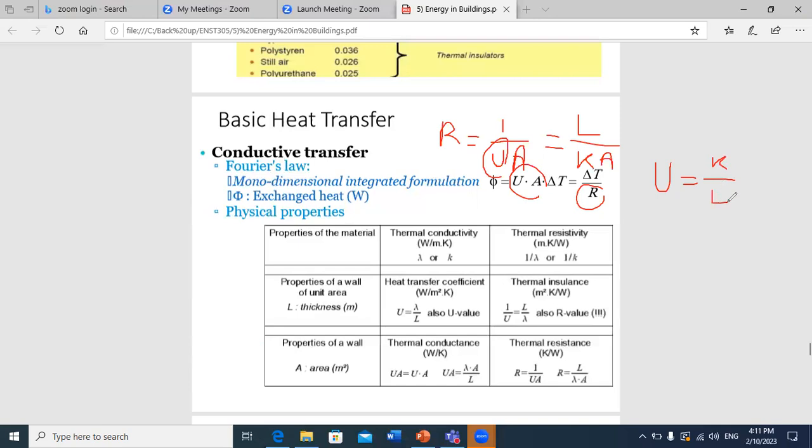Okay. So from here, we can say that in case of conduction, the main property is the thermal conductivity. In some books, they call it lambda or K. And we define the thermal resistivity as 1 over lambda or 1 over K. Now, concerning the U value, as we demonstrated here, it is K over L. So larger is K, larger is U. So if you want to have good insulation properties, we should have small K and small U. And as expected, larger the thickness, lower will be the U value because we'll oppose heat transfer. So this is about conduction.